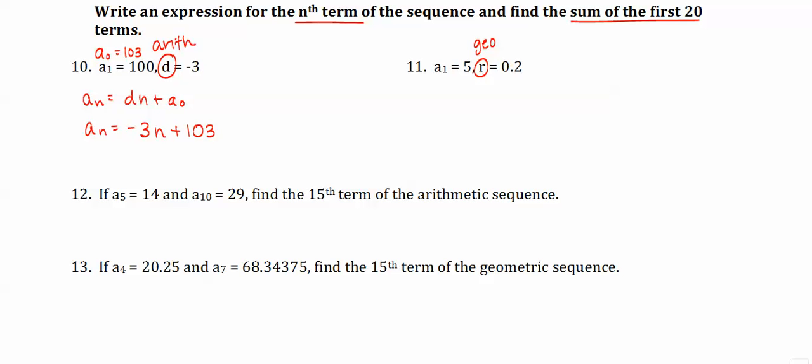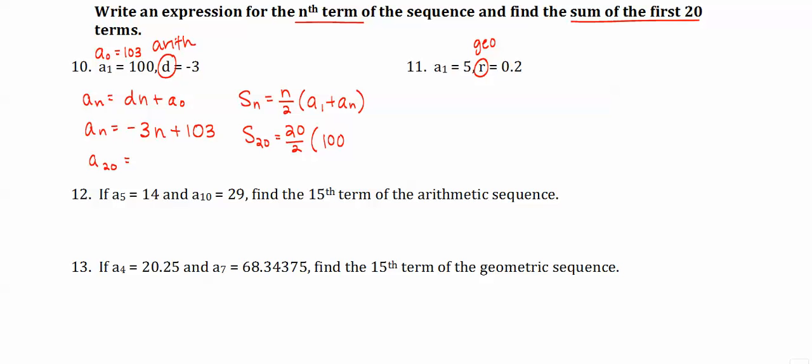Now, if I want to find the sum of the first 20 terms, I need my sum formula. So for arithmetic, we think about the pairs. So the sum of n terms would be n over 2, and then we need first term and last term paired together. Okay, so we are finding the sum of the first 20 terms. So n is 20, 20 over 2. A1 we were given as 100. Now we need to find AN, which in this case would be the 20th term, A20.